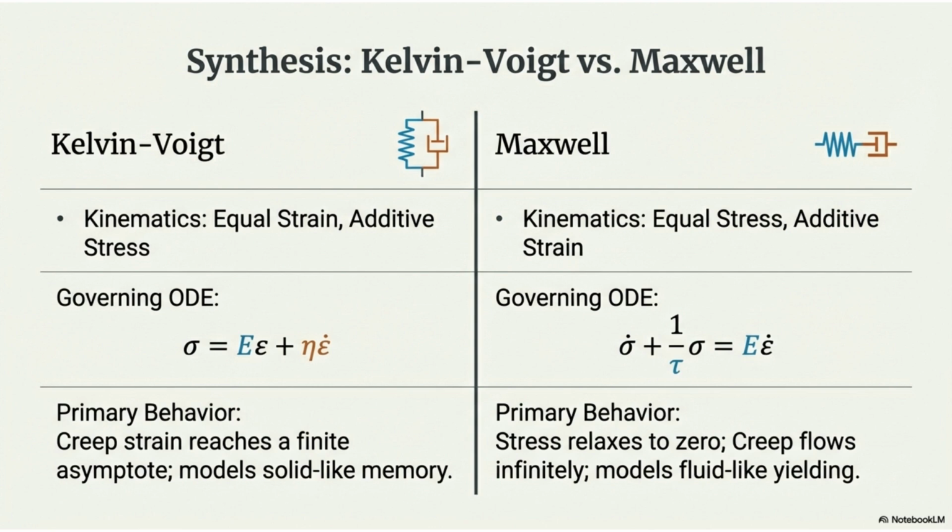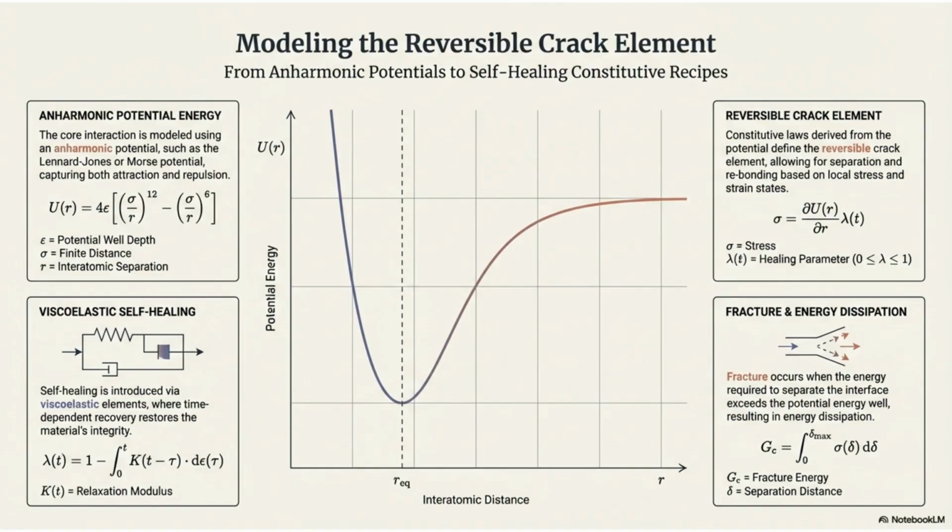In synthesis, the Kelvin-Voigt model features equal strain and additive stress, modeling solid-like memory where creep strain reaches an asymptote. The Maxwell model, with equal stress and additive strain, models fluid-like yielding as stress relaxes to zero and creep flows infinitely. This video details modeling a reversible crack element, transitioning from anharmonic potentials to self-healing constitutive recipes.